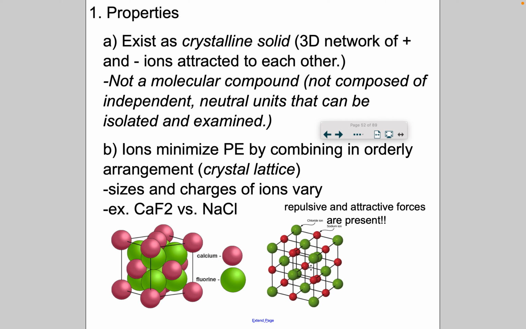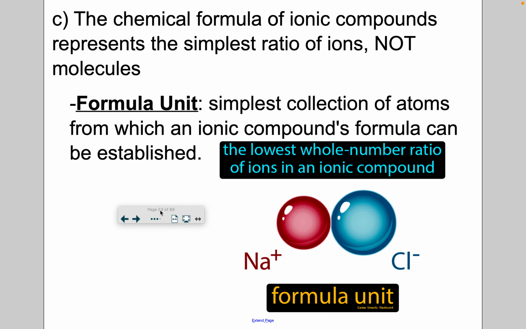Now, in this crystal lattice structure, there are both repulsive and attractive forces. They're still there, okay, but just keep in mind that they are balancing or equaling out. Also, the chemical formula of ionic compounds is the simplest ratio of ions, not molecules. Okay, we're looking at ions here. So we call this the formula unit. So a collection of atoms from which an ionic compound's formula can be established. It's the lowest whole number ratio of ions in that ionic compound.